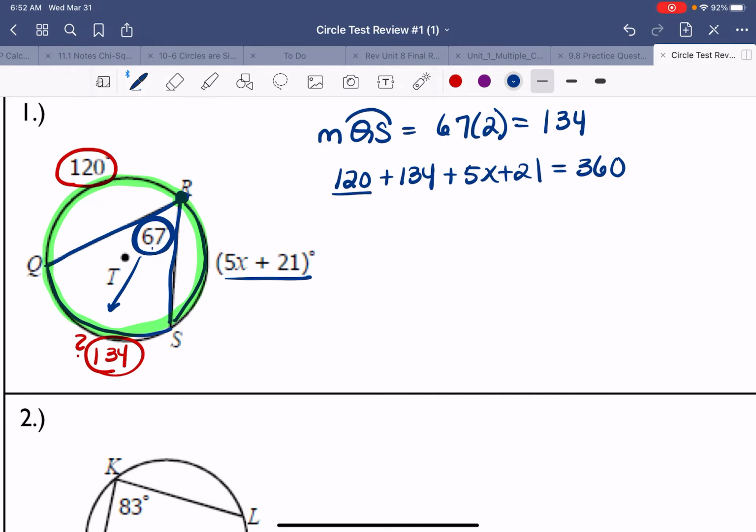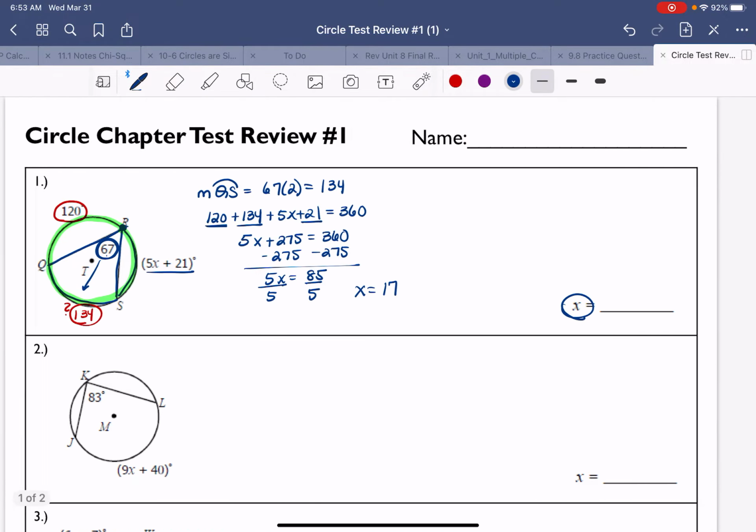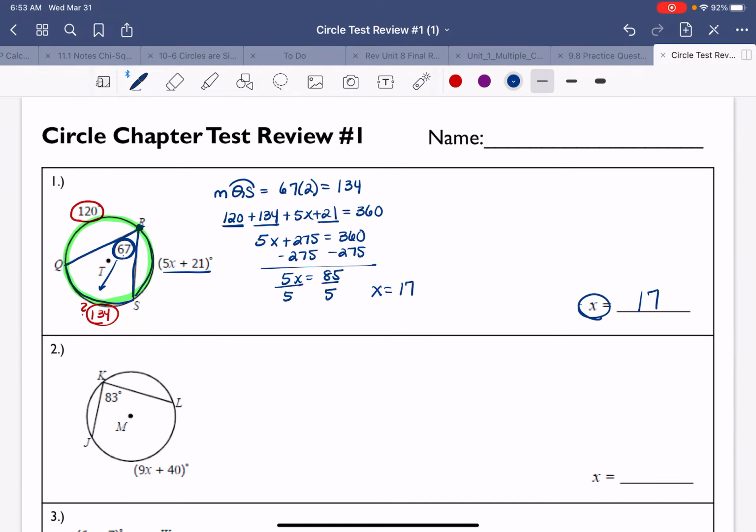So now I'm just going to combine my like terms. These first two will be 254 plus 21. I'm just going to pull out my calculator. It is early in the morning and I am just not feeling it. So 5x plus 275 is equal to 360. I'll subtract 275 from both sides. Then I get 5x is equal to, that's just pretty much algebra from here, 85. And then when I divide both sides by 5, I get x is equal to 17. And there you go. I pretty much have my first answer.